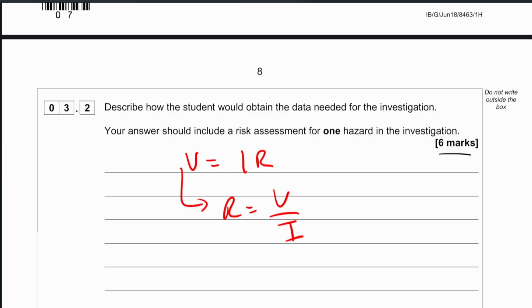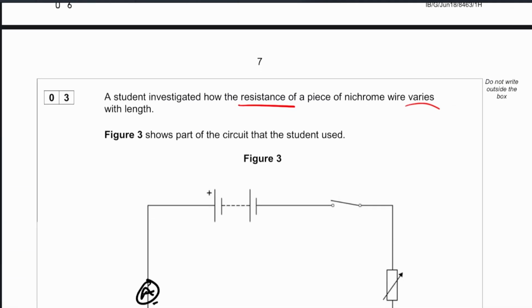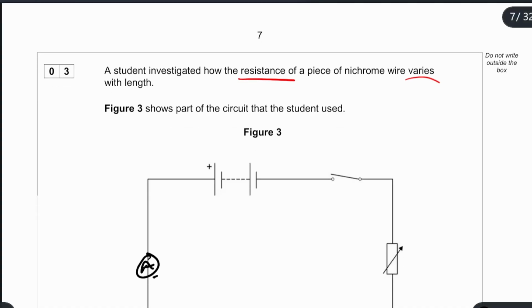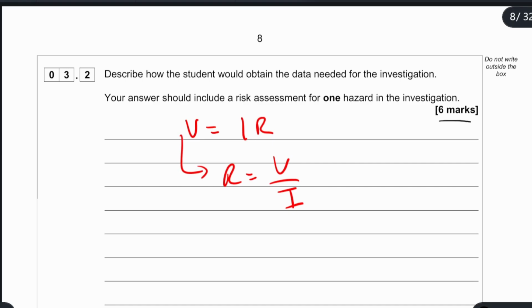You then vary the length of the wire, switch it out, and you start again. When you have that, what you can do is actually plot a graph of the resistance against length. Remember, we're looking at how the resistance varies with the length. So a good way to see that would be to plot it on a graph. And then you can understand that that's how you would do your investigation.